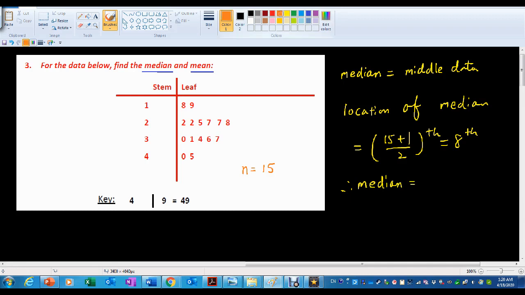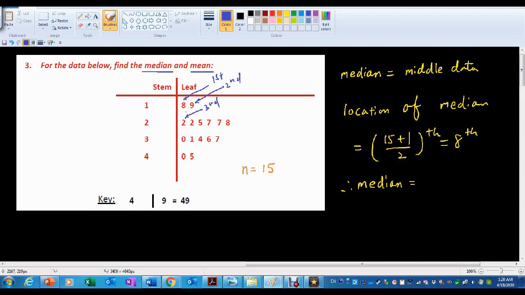How could we find the 8th data? Let's see. The first data is 8. Which one is the second data, the second smallest? It's not 2, of course, because that 2 is 22. That's 8, 18. That's 9, 19. So that's the second one, and that's the third.